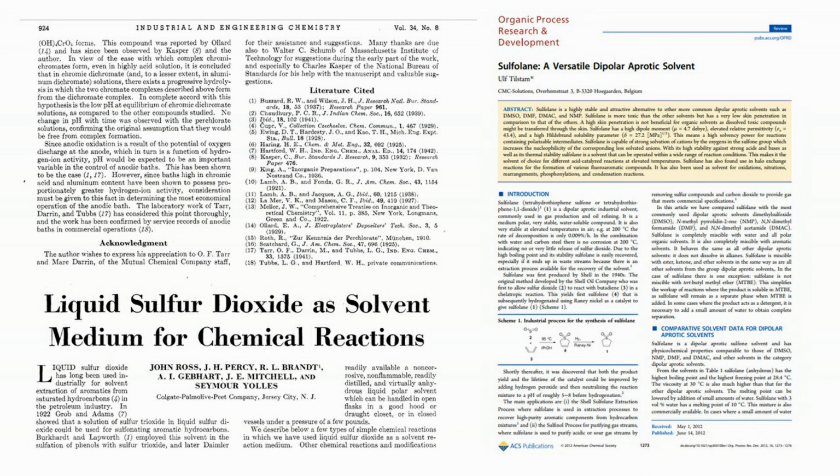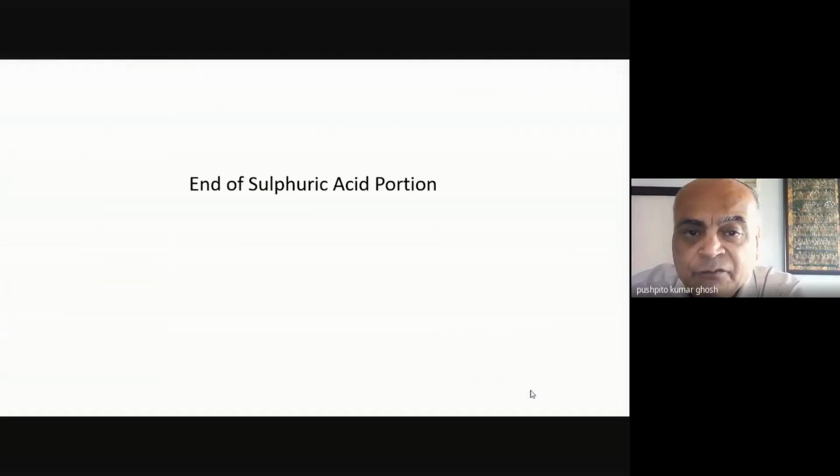Thank you, sir. By the way, I should also mention that SO2 itself has many different uses. One of those, of course, we will discuss when we are talking about sugar processing. But it's also a very good solvent. It's used in some of the petrochemical refinery processes and also in organic synthesis. So bear that in mind. With that, we now have come to the end of sulfuric acid.